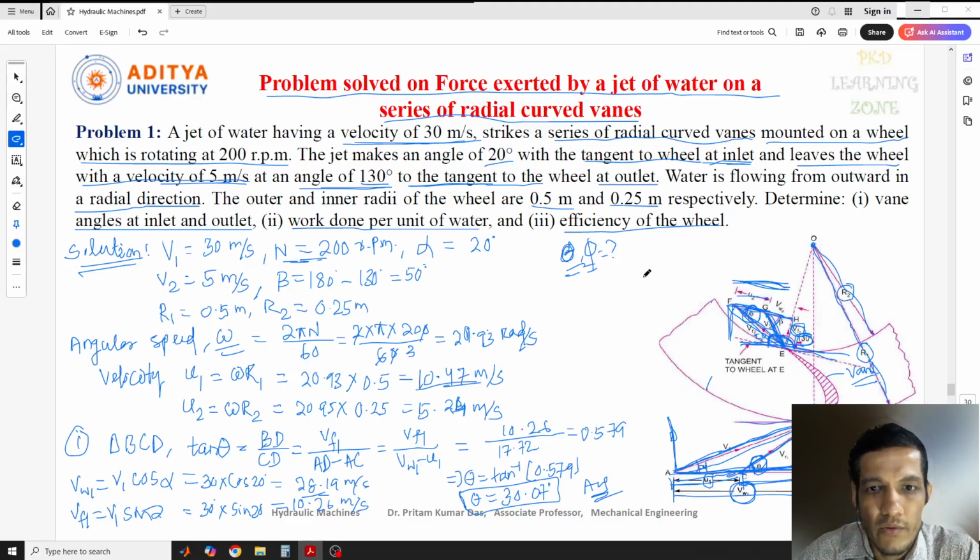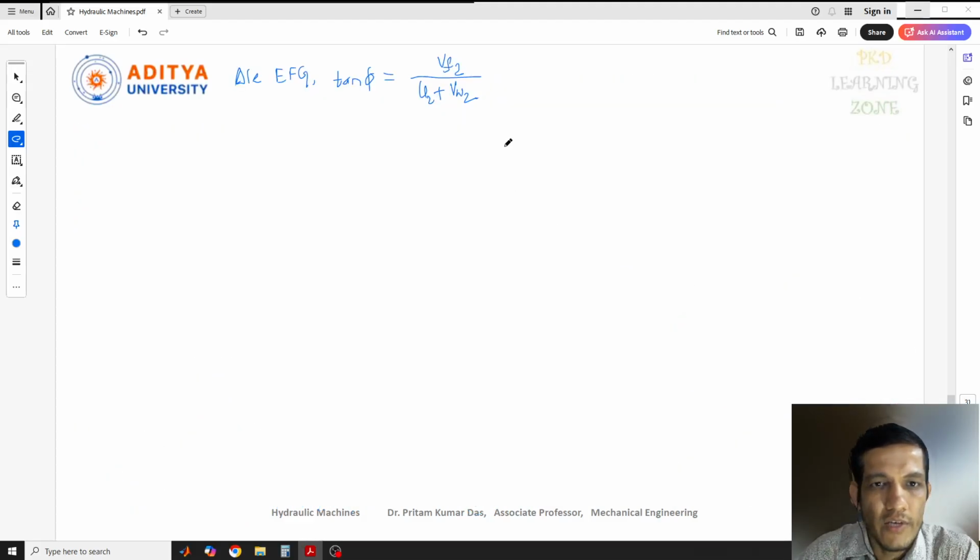Now if you see, these are the two values which are not given. Again, we need to find out this VF2 and VW2. VW2 also we have not calculated. So here I'll do one thing. I'll calculate the VF2. So VF2 equal to V2 sine beta. Why have I written VF2 in terms of V2 sine beta? Because sine beta is given, V2 also given. So I can write in this way.